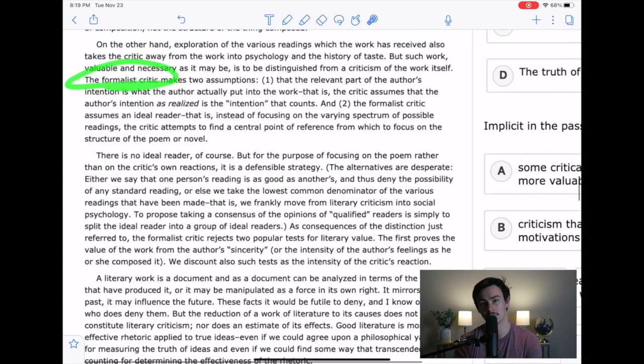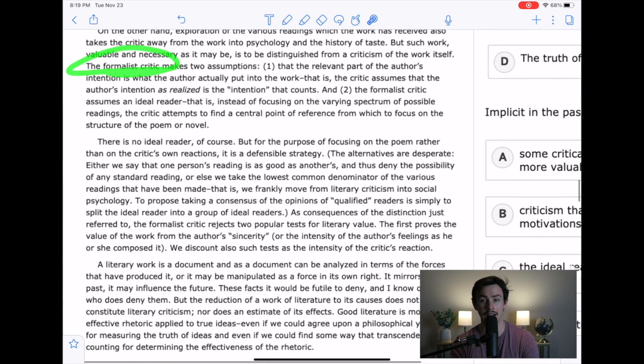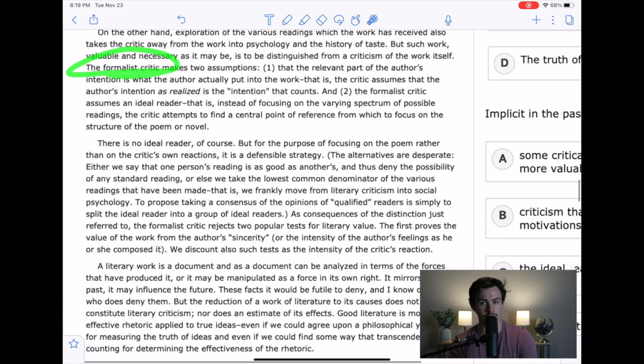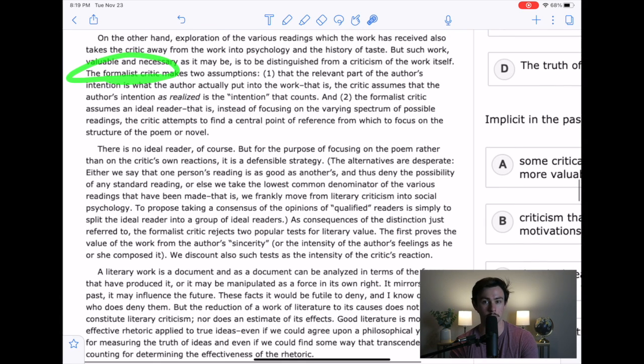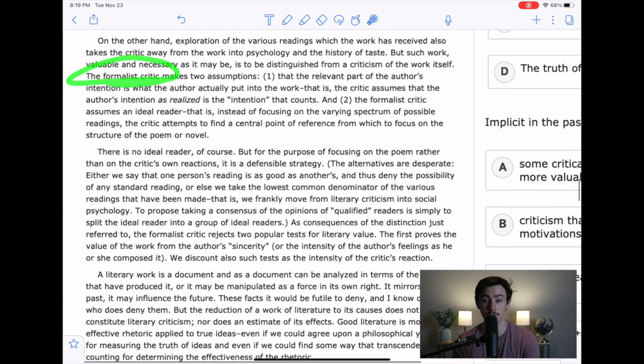So notice that anytime that she's mentioned the Formless Critic, it's held in high esteem. So I believe that she either is a Formless Critic or she subscribes to that field of view, that that's how you properly interpret literature. And we got to make two assumptions to do it properly.